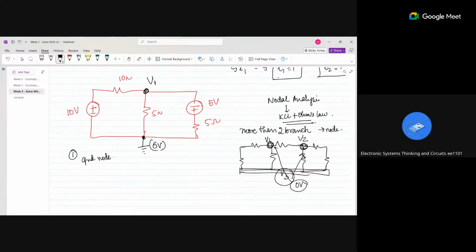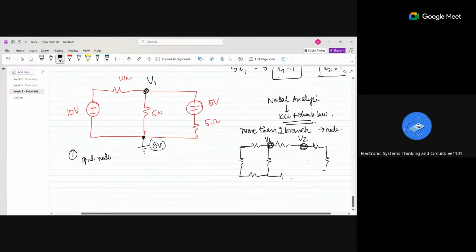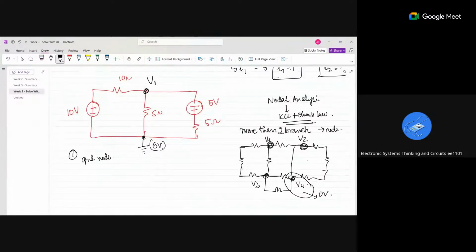Like this, right? So this will be my V3, this will be my V4. My number of nodes will increase. Then I will make only one node 0, and I will find V1, V2, V3 with respect to V4.